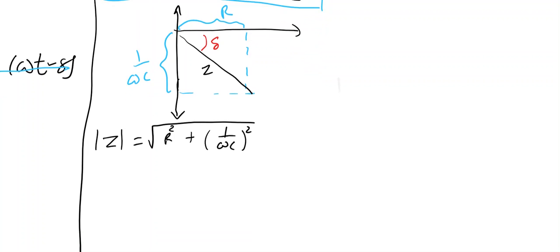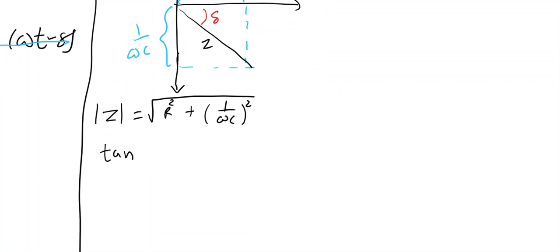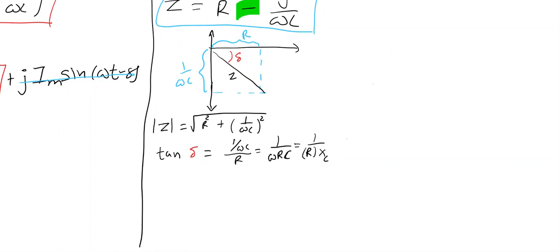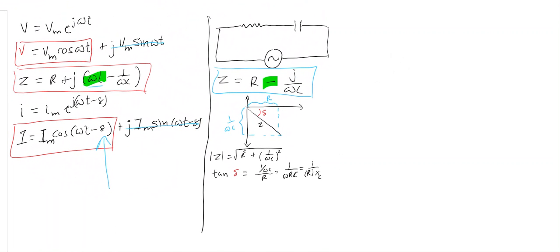And if I'm asked how much is the phase of the complex number, I can say that tan delta is equal to the imaginary part, 1 by omega C, upon R. You can write it as 1 by omega RC. You can write it as 1 by R into XC. All these are different ways of writing the same thing. The essential part is we should know how to find delta. If you have values, you can substitute in this equation and find how much is delta. Once you define delta, you can use this equation.